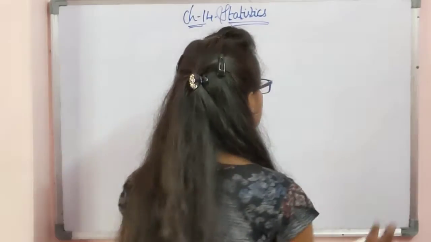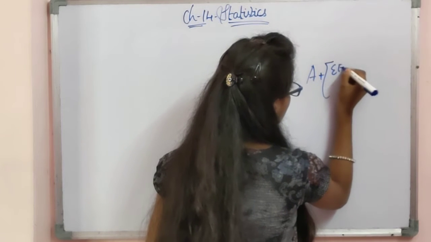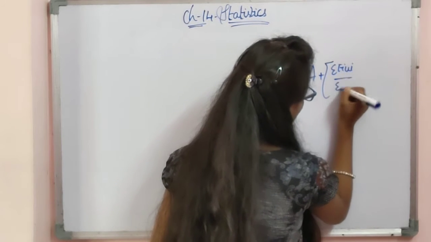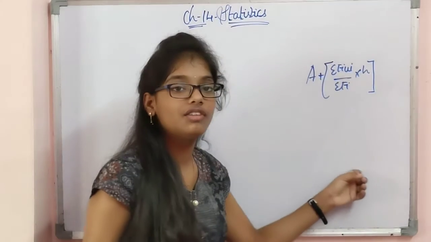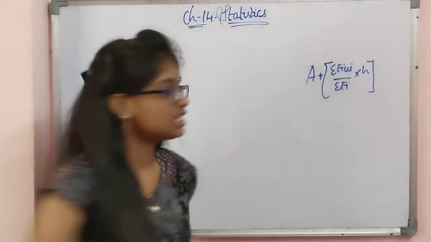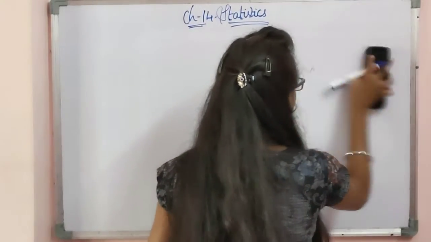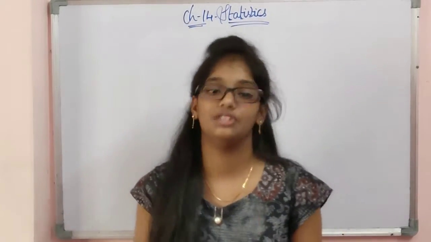The step deviation method has the formula A plus sigma Fi ui by sigma Fi, into H. This is the formula we use when we are doing a problem with this method. So let's take a problem and do the solution using the step deviation method.